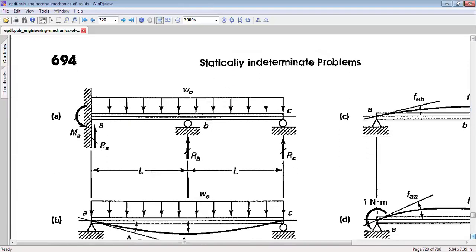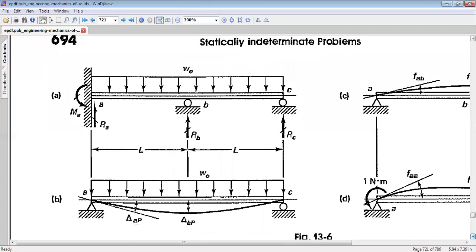Now let us look at this example. In this example, we can see that it is indeterminate to the second order. That means there are two reactions which are redundant. We have to remove two reactions. So here we are seeing a beam which is experiencing a uniformly distributed load, and the reactions are at 3 points RA, RB, and RC, and there is also a reaction of bending moment MA. To make it statically determinate, we will remove RB and also we will remove MA.